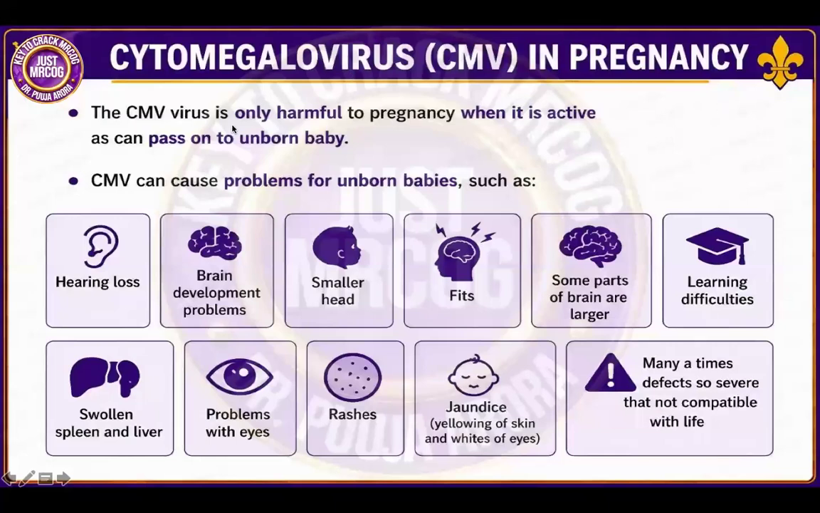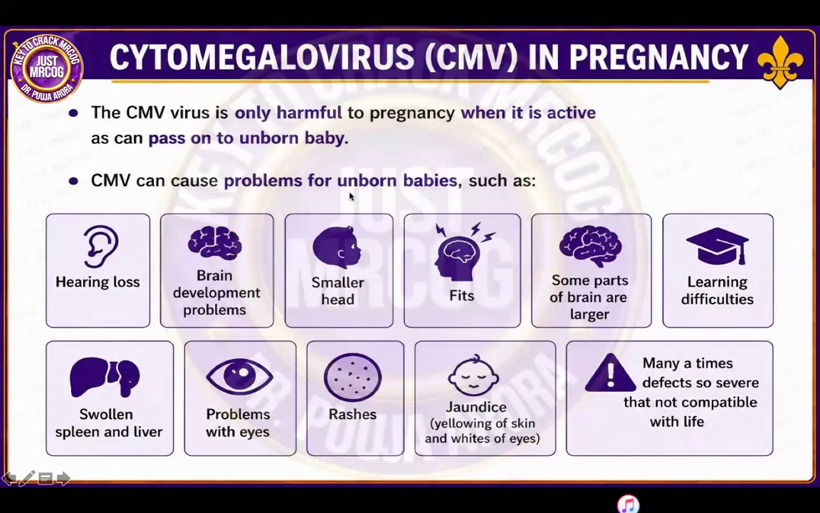Now, CMV virus is only harmful in pregnancy when it is active. This is what I was talking about, Shruti. We always look for active infection. If there is cross reactivity, and how we diagnose cross reactivity? If IgM is positive and IgG is negative, and again we repeat after 3 to 4 weeks, this is the guideline which they have made. So it means it's a cross reactivity. It is only dangerous when it is active because it can pass on to the unborn baby.